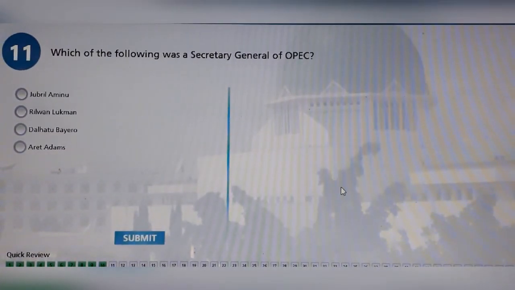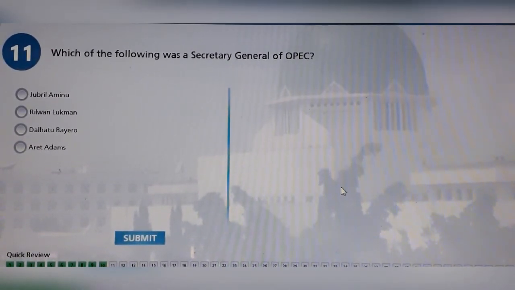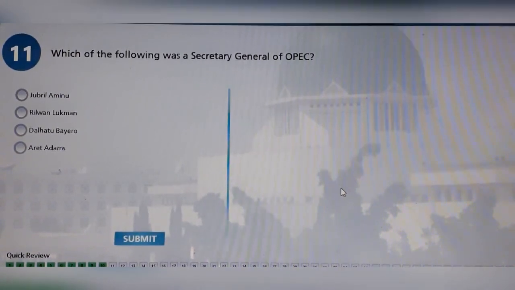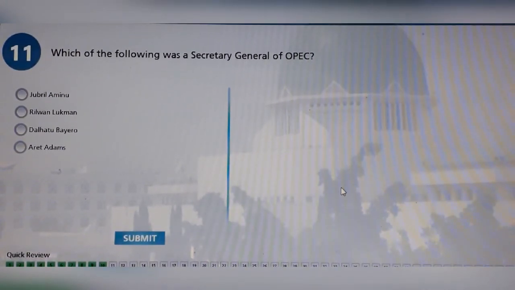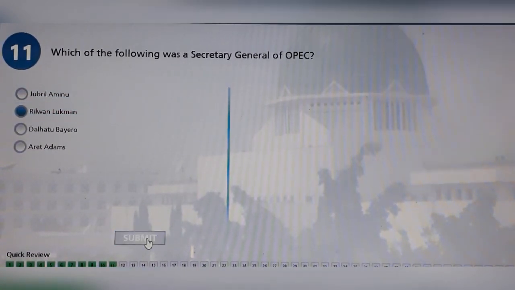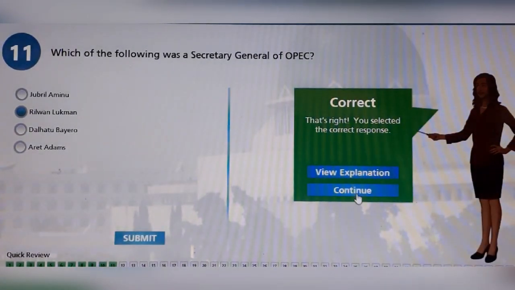Number 11 says, which of the following was a Secretary General of OPEC? You know your OPEC is what? Your oil and petroleum, right? So which of the following was once Secretary General of OPEC? Of course we know, if you have studied your government textbook very well, you will know Rilwan Lukman was once a Secretary General of OPEC. In all these options, option A, Jubrin Aminu, C, Dahatu Bayero, and D, Aret Adams, they were never a Secretary General of OPEC. So our correct answer is B, Rilwan Lukman.